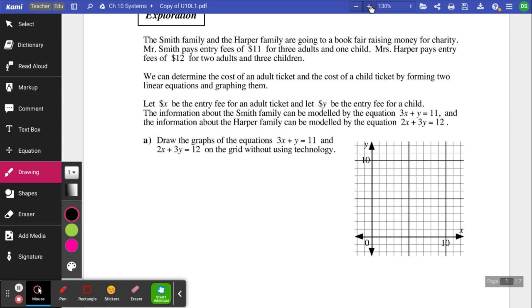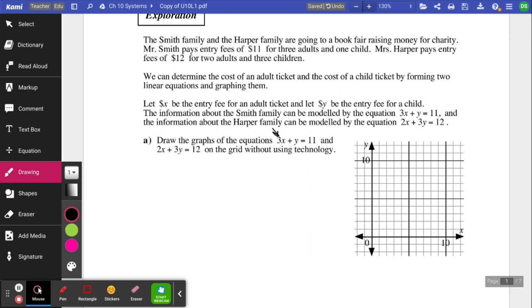So you simply go, all right, 3X. Remember there were 3 adults right here? There were 3 adults and 1 child in the first family, and you paid $11. You see it? 3X plus 1Y equals 11. It's easy. You understand?